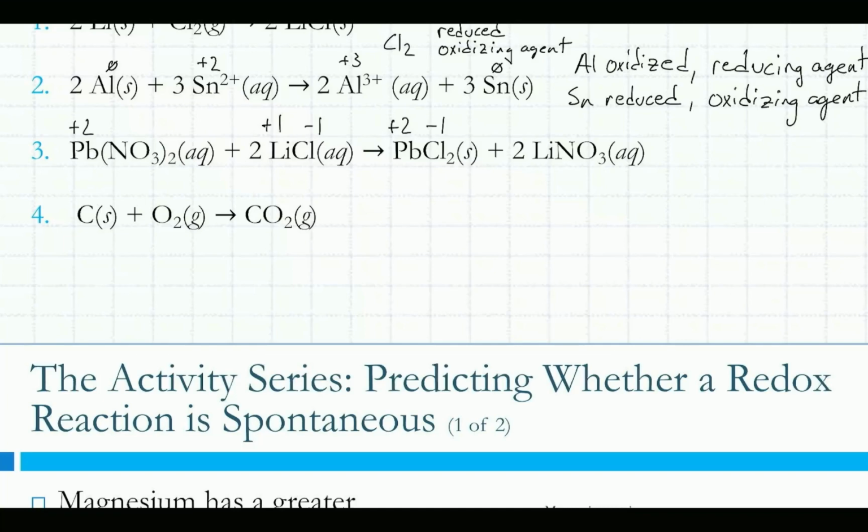Minus 1 for each chlorine, yeah. And then lithium is still plus 1. So that's 3 of the 4 things in the reaction. Their oxidation states didn't change. So that means that nitrogen and oxygen can't have changed.